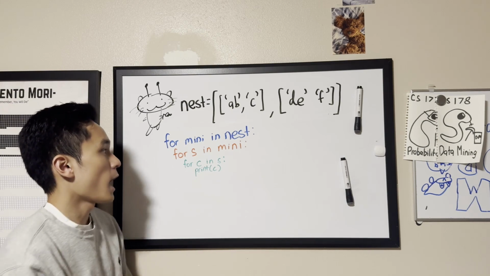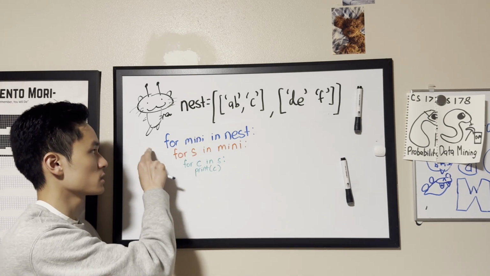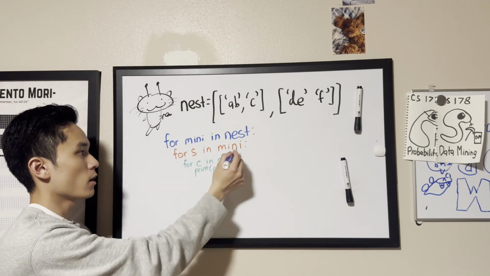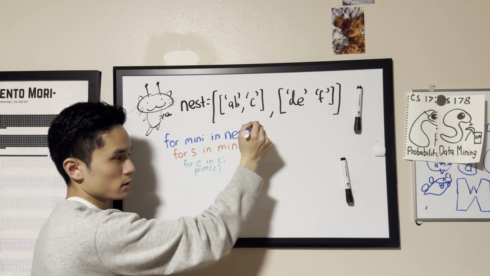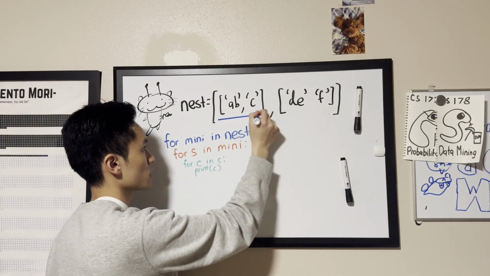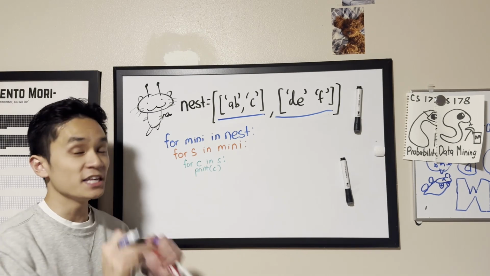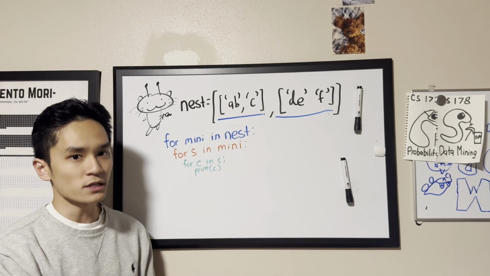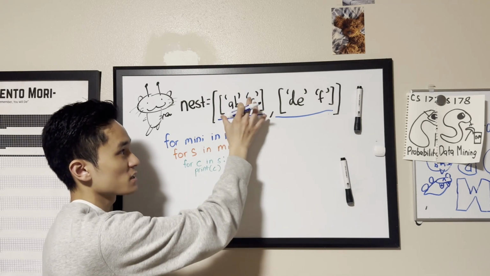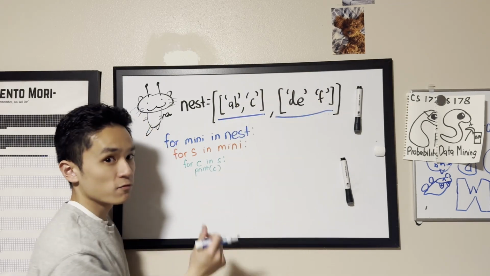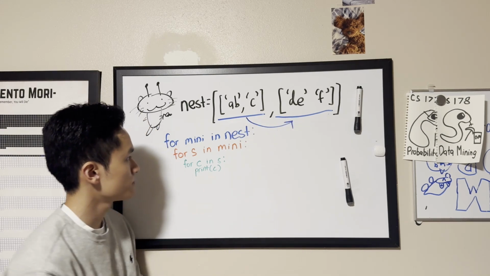To begin, I will be showing you what the variable mini will be whenever we're running this blue line right here. So we are now on for mini in nest. Mini will be equal to what I underline right here. It'll be the list and this list. Notice how I underline the entire list. So if you print mini, it'll print this entire list and this next entire list. First, it'll start right here, and then it'll move on to this.